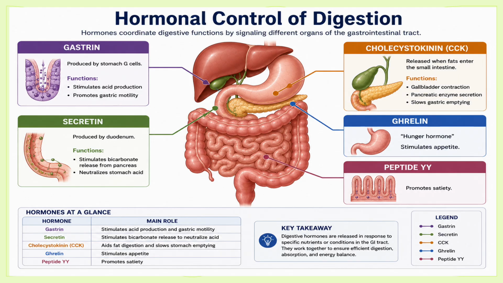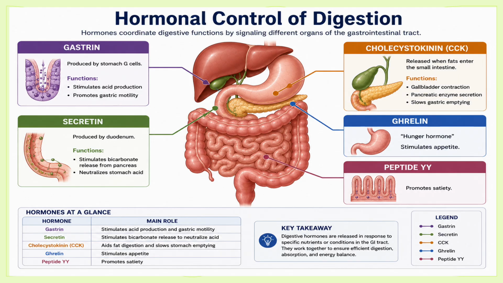This is one of the hormones which is produced by the G cells in the stomach. Gastrin is released when food enters and stretches the stomach. Its primary functions are to stimulate gastric acid production and increase gastric motility. Now, this helps the stomach begin the digestive process because when the stretching happens, the process starts.